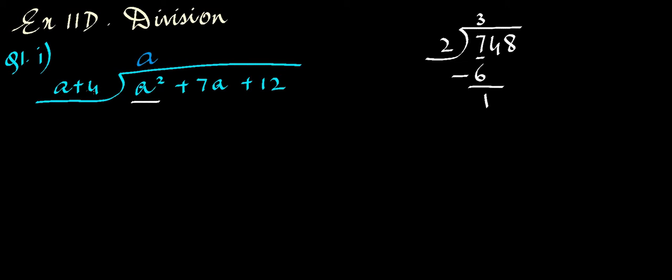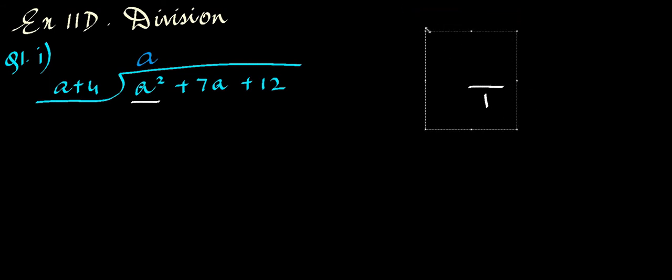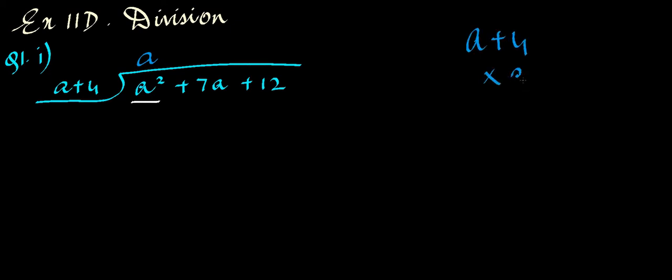But there is another term over here, that is 4. It's a binomial. So how do I multiply? I do the multiplication as a plus 4 multiplied by a. A multiplied by a gives me a square. A multiplied by 4 gives me plus 4a. So I write this over here: a square plus 4a.